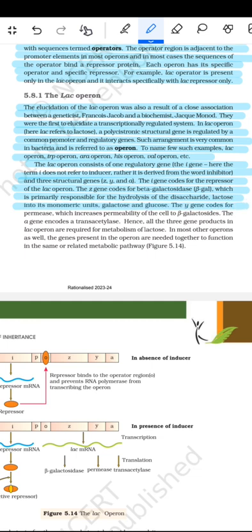The Y gene codes for permease, which increases the permeability of the cell to lactose. The A gene encodes transacetylase. Hence, all three gene products in the lac operon are required for the metabolism of lactose. In most other operons as well, the genes present in the operon are needed together to function in the same or related metabolic pathway.